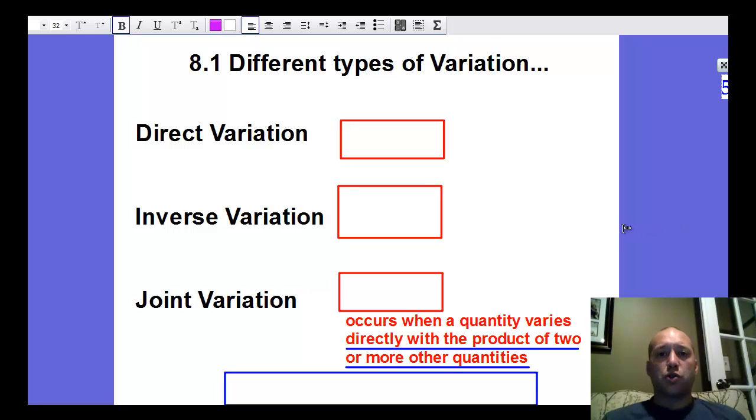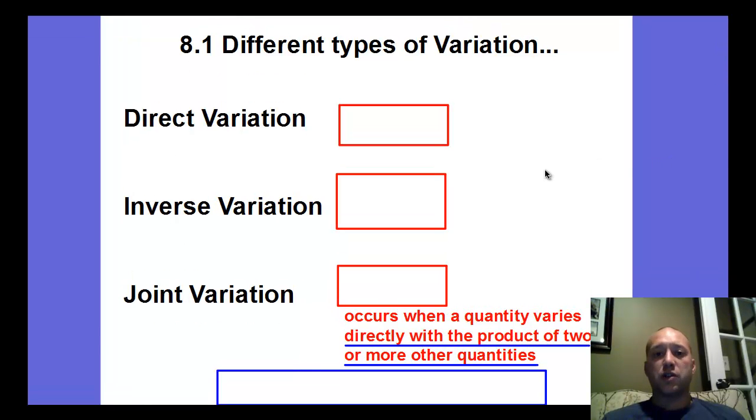Honors Algebra 2, Chapter 8, Section 1. We'll look at variation and the different types of variation. So there are three main types of variation.